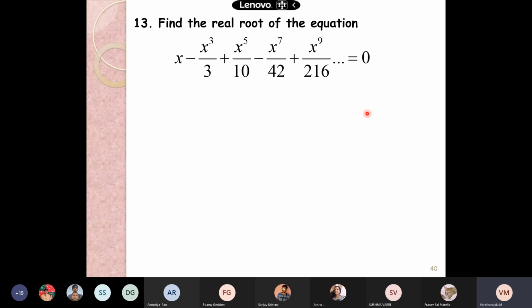We still have what we can do, whether we can take one out. The rearrangement would be the problem. You take the x out, then what you'll get? 1 minus x square by 3, sorry, x square by 3 plus x power 4 by 10, right? Yes, sir. Okay. With that, what we can do? Whether it is feasible, by keeping x as one side.